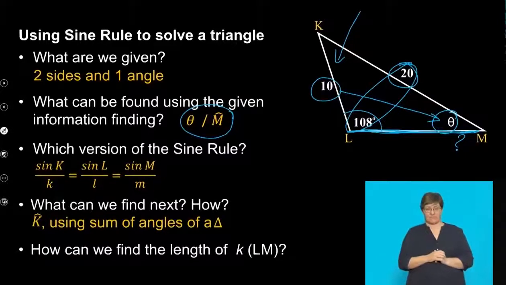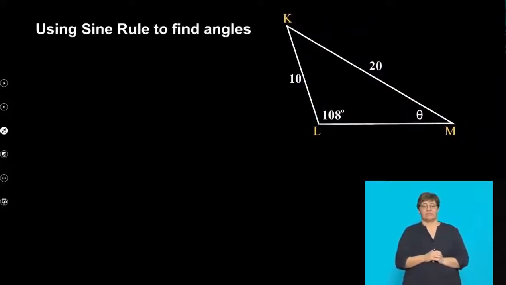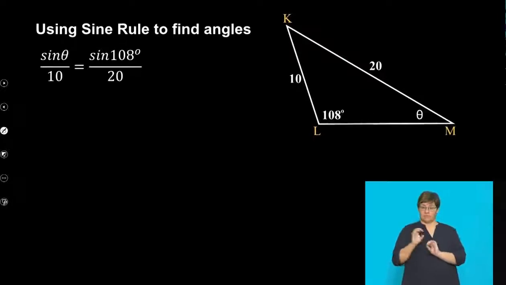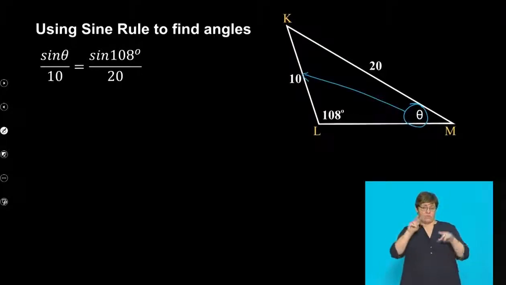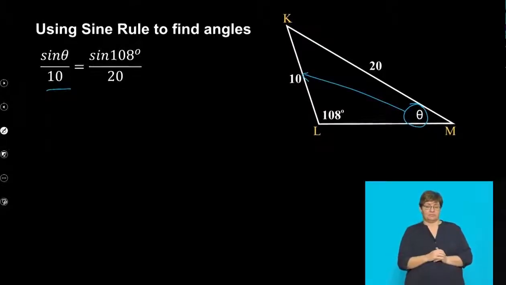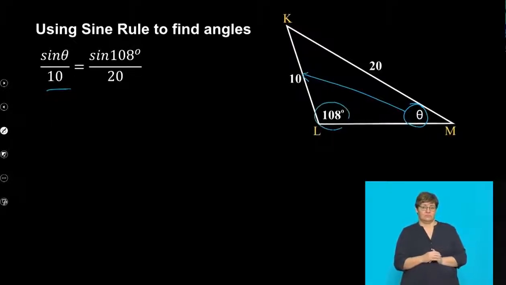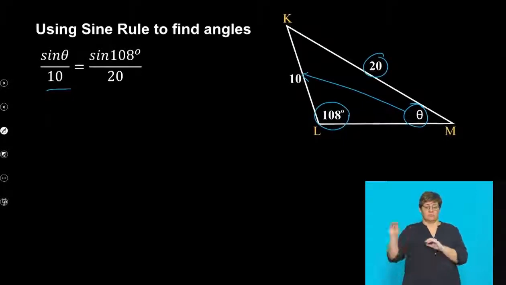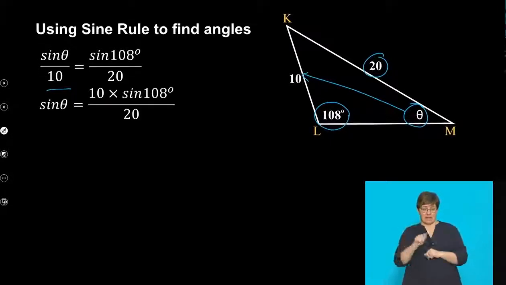Let's get to a clean slide. Okay, so here's a neater diagram, and we're going to find sine theta over 10 equal to sine of L, 108, over 20. So there's our equation we set up. Now we've got to make sine theta the subject of our formula by multiplying throughout by 10. Put that into our calculator like we did earlier. This should be quite simple now.